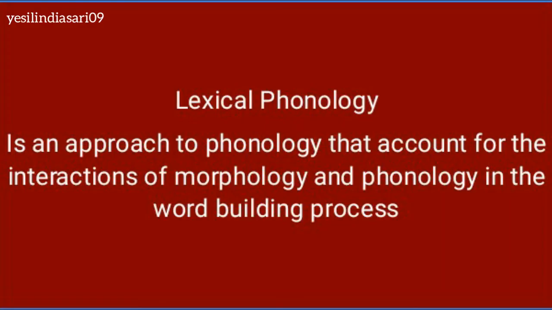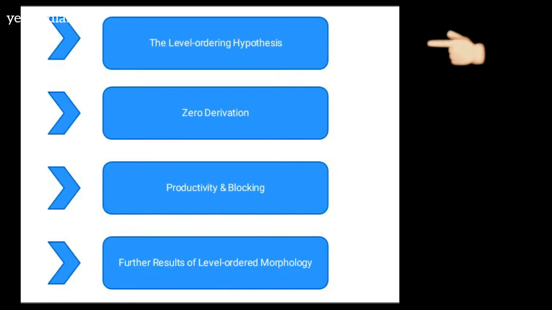Lexical phonology is an approach to phonology that accounts for the interaction of morphology and phonology in the word-building process. I explained this chapter based on my understanding, so I'm so sorry if I make many mistakes in my explanation. In this chapter, I will discuss 4 parts. First, the level ordering hypothesis, zero derivation, productivity and blocking, and further result of level ordered morphology.